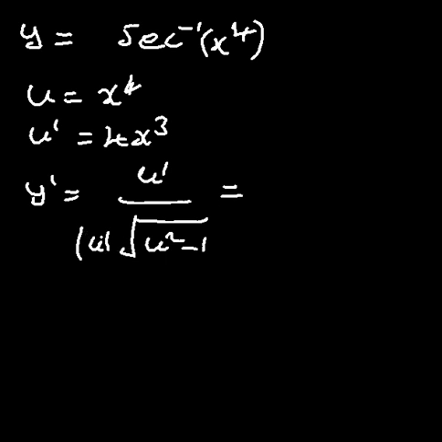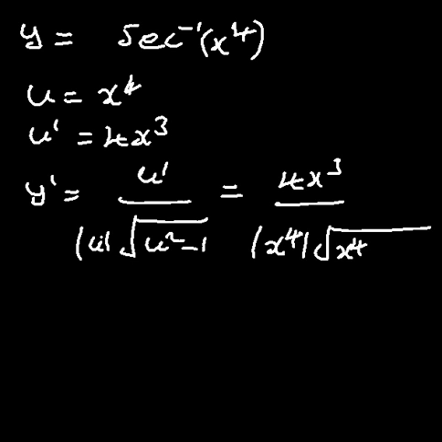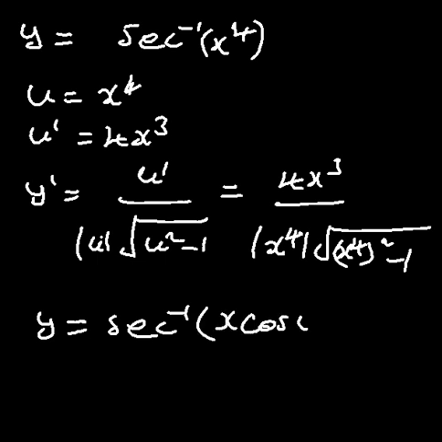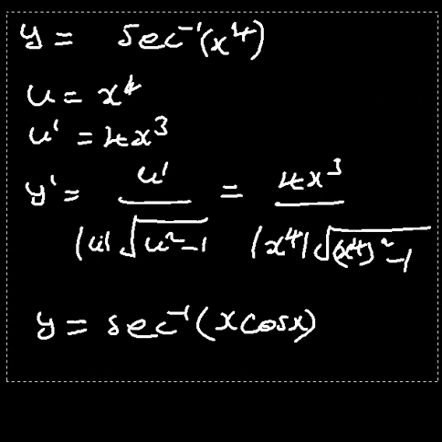Upon substituting, we'll have 4x cubed divided by the absolute value of x to the power 4 times the square root of, what is the u? We have it as x to the power 4, and that to the power 2, minus 1. You can simplify that one. And also do it in the same way. Let's say we have y is equal to sec inverse of x cos x. What would be that? And if we have this kind of a case, appreciate how we can have it there.